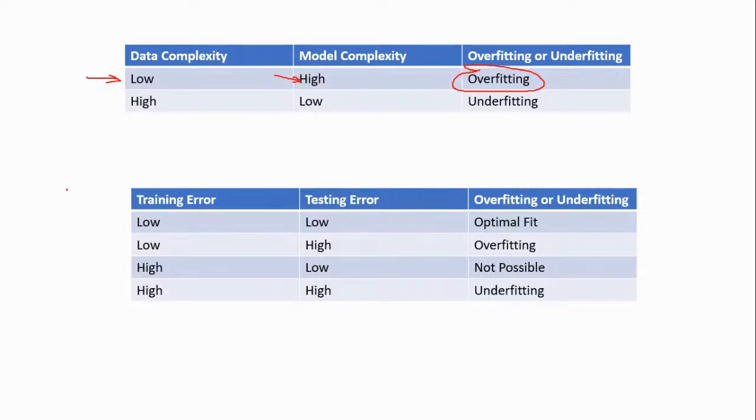Now, when the data complexity is high and the model complexity is low, the model doesn't even learn anything. Data is so complex that we actually need complex models to understand the patterns in the data.